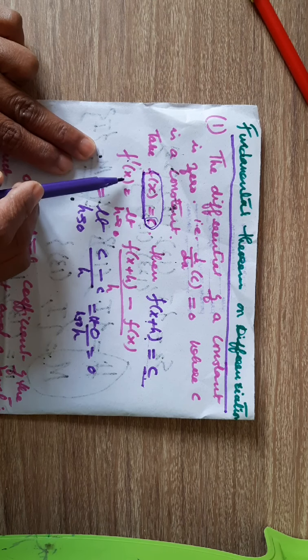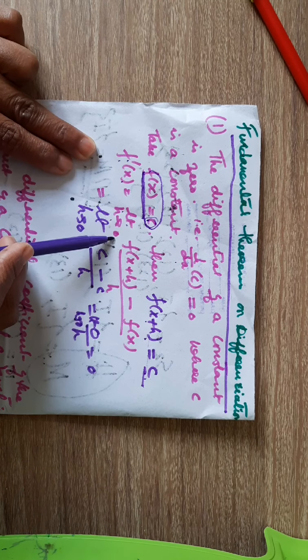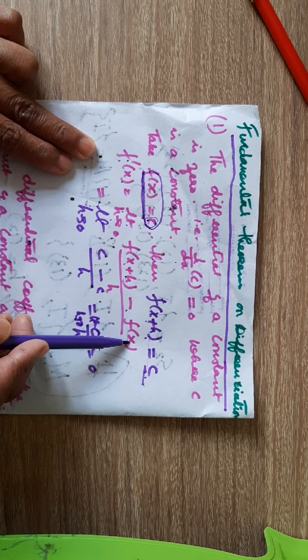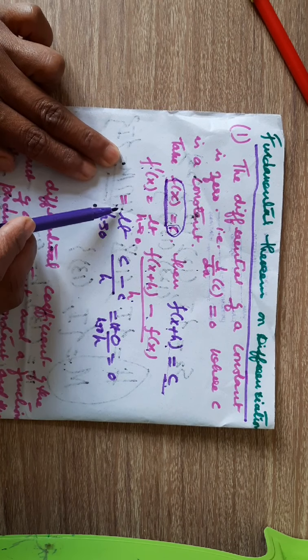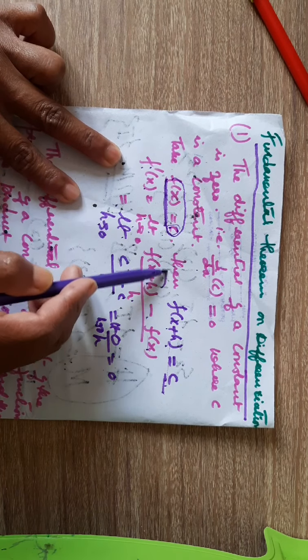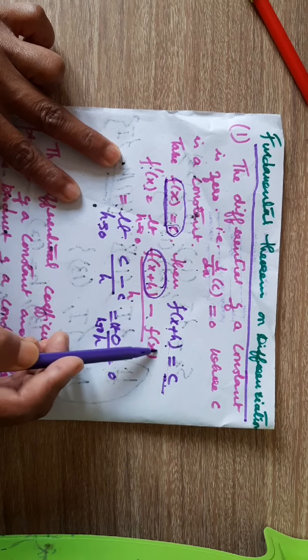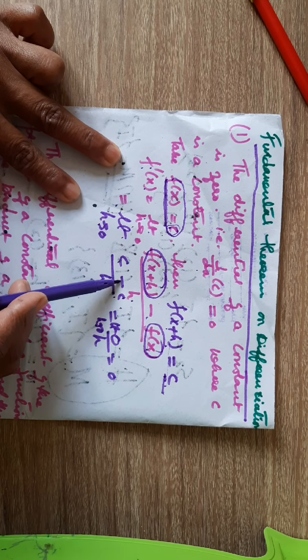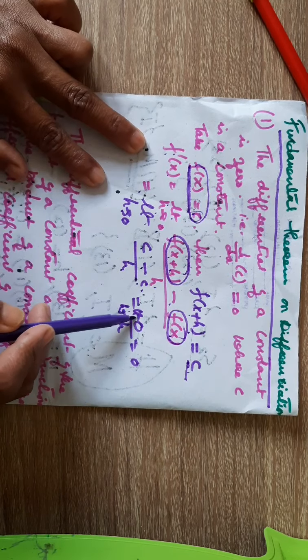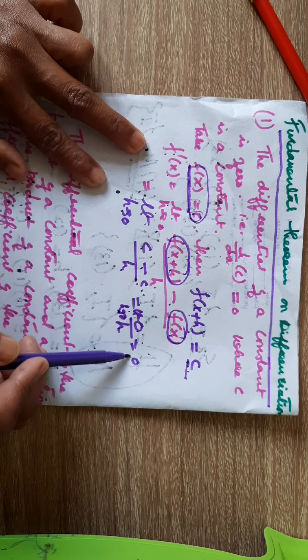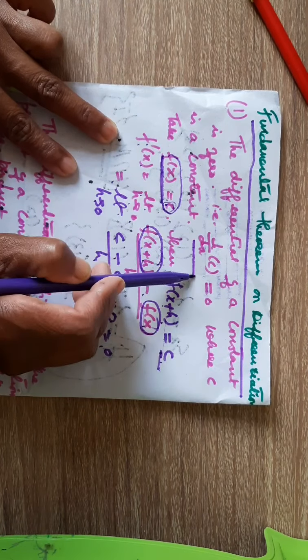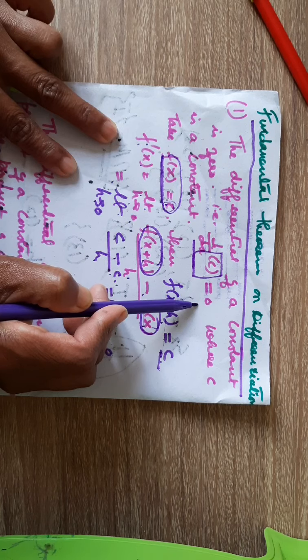So f prime of x, by definition, is the limit as h tends to 0 of f of x plus h minus f of x, divided by h, and this is equal to the limit as h tends to 0. You replace the value of this one by c and this also by c. So this is c minus c by h, which is equal to the limit as h tends to 0 of 0 by h, which will be 0. So that's why the derivative of a constant number is 0.